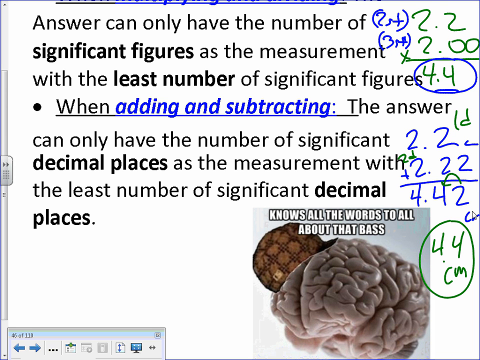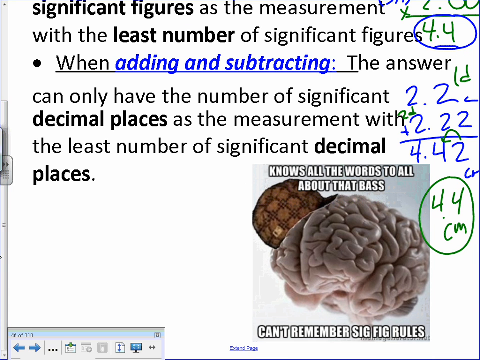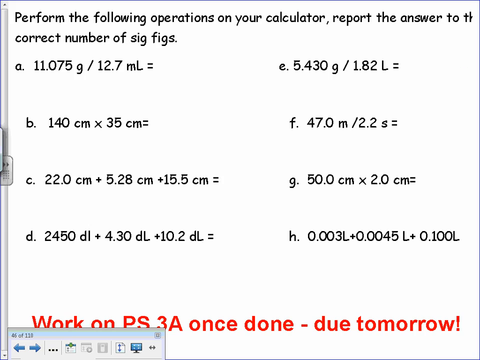And my joke is, you know all the words to all about that base, but not your sig fig rules. So we'll work on these.